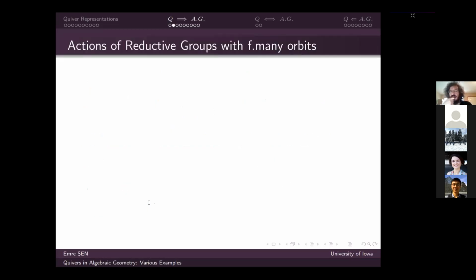Now let's talk about these actions of reductive groups with finitely many orbits. This is not directly related to the quiver representation, but somehow these quivers encode this Lie algebraic data, right? And I will give this long description, and by using this description, Weinberg and Kac classified these groups acting with, or representations with, finitely many orbits for the reductive groups. And then I'll try to combine that with one side of my work. So let's see.